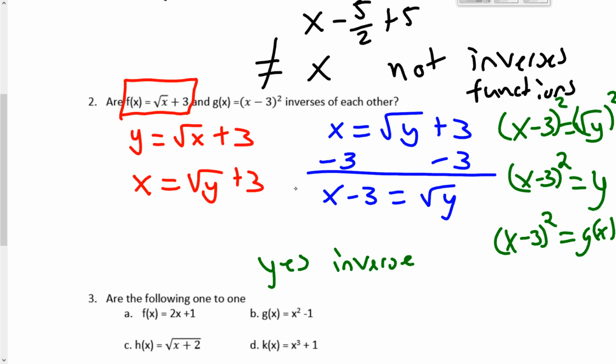Because I turned this one into its inverse, and the inverse is that one, they're inverses of one another, right? Yes, inverses. So turn f of x into g of x.